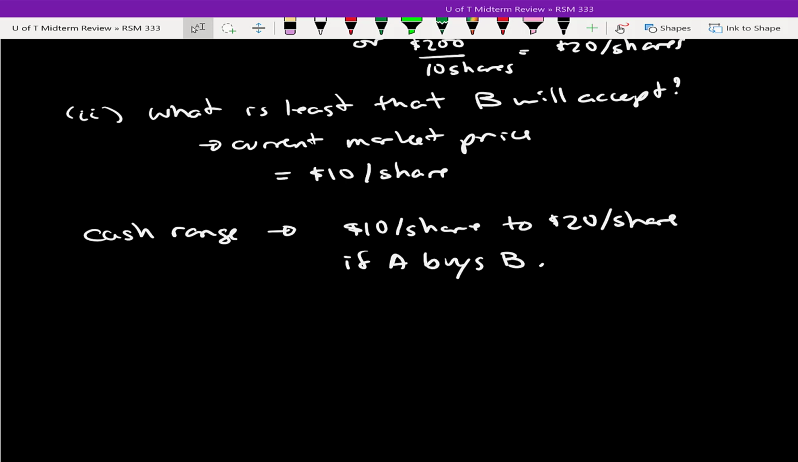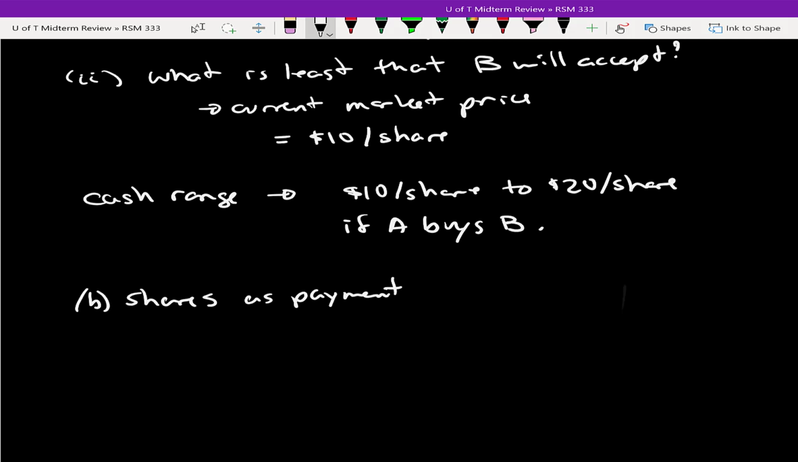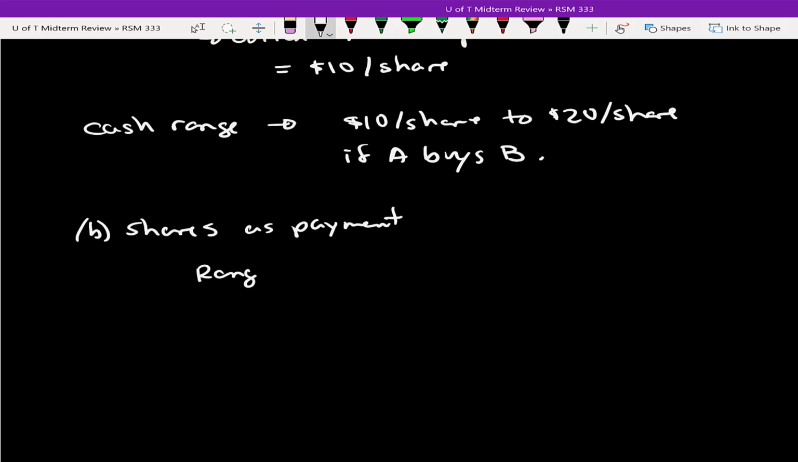So the second part of the question says, what if this was done as a share deal? Okay, so you are paying with shares. Now what is the range? The range is still the same. So the range has to be between $10 to $20 per share. So the same as the cash range. However, there's a difference. We're paying with shares now.